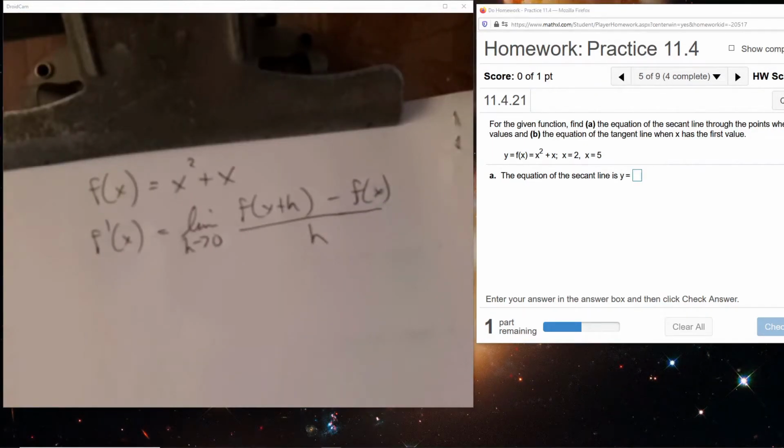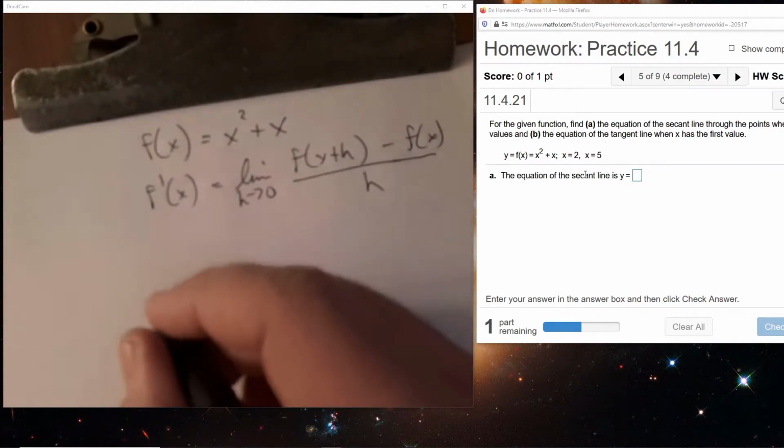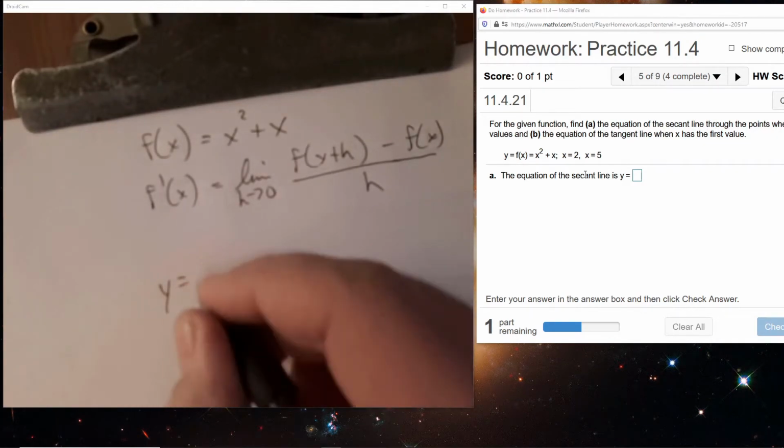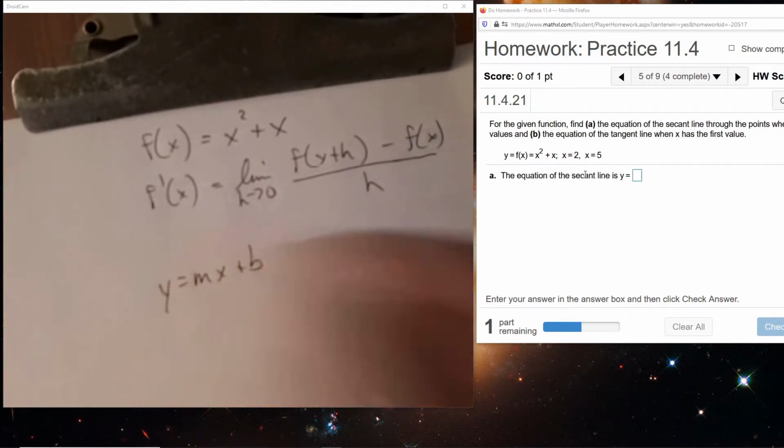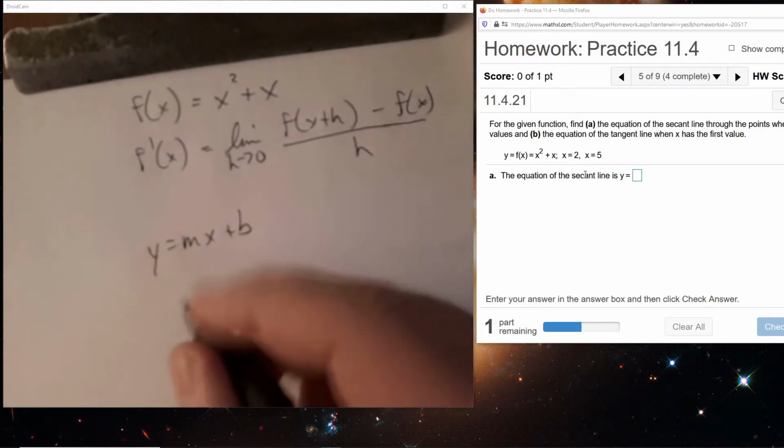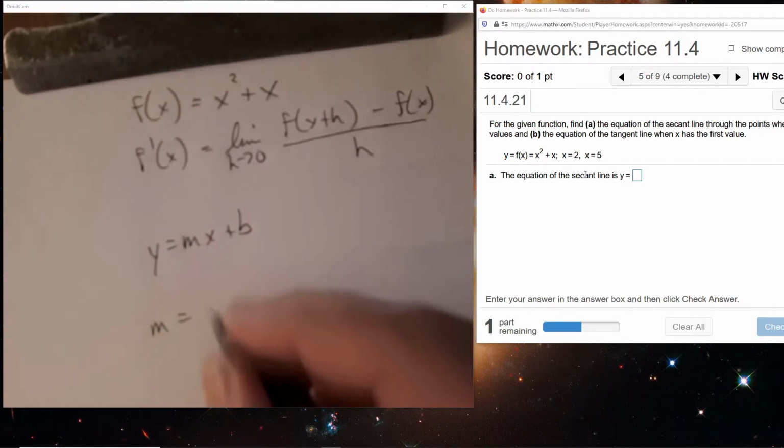So looking at number 5 here, I know it says a bunch of stuff about the secant line and a tangent line. And their first question is, what is the equation of the secant line? And remember, the secant line is a linear function. But for the secant line, m is your standard slope formula.